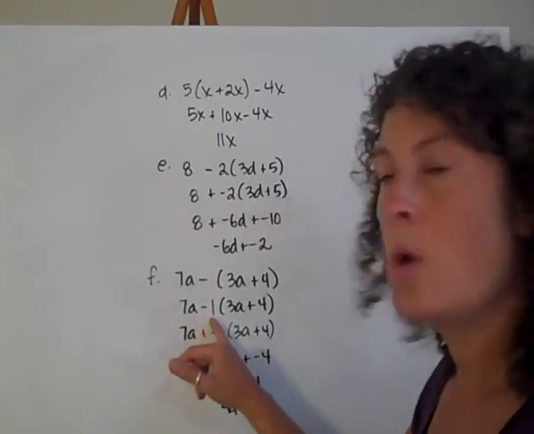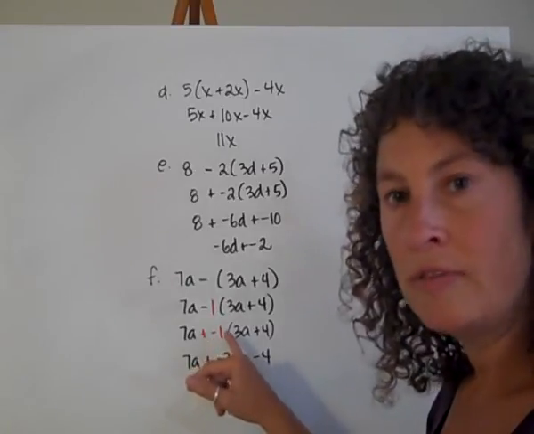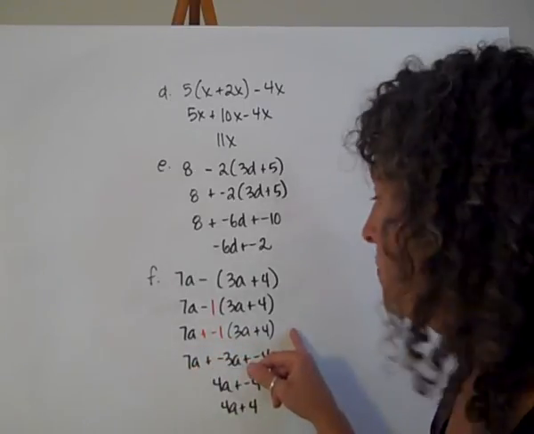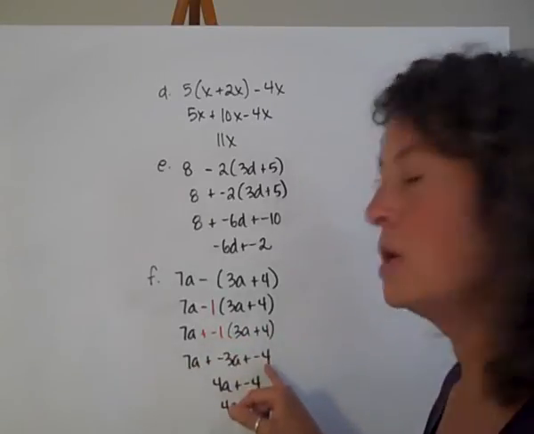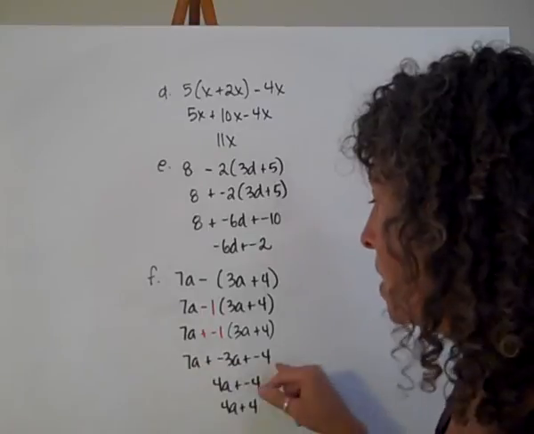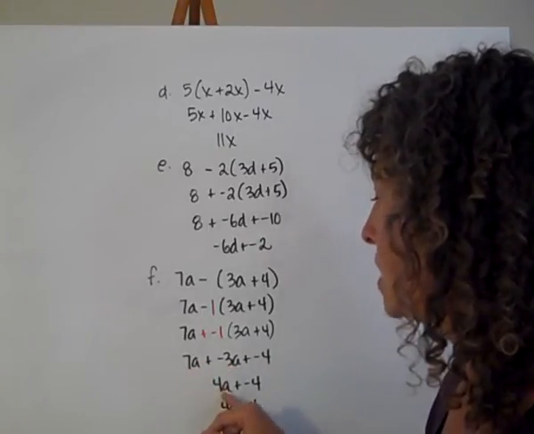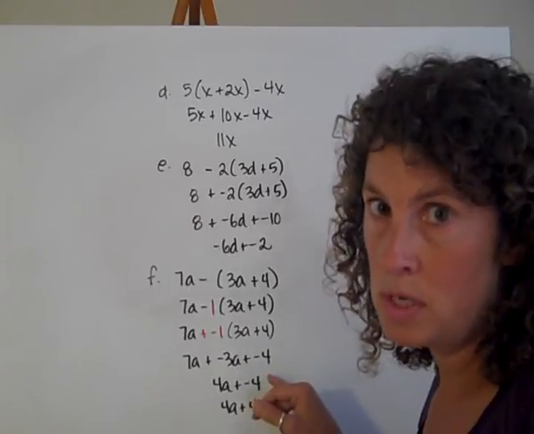So I'm really going to put that 1 there, and I'm going to change this subtracting to adding the opposite. So I really have to distribute a negative 1 over everything in my parentheses. So the negative 1 times 3a is negative 3a. The negative 1 times the 4 is the negative 4. Now I can combine these since I only have addition left. 7a plus negative 3a is 4a. This negative 4 doesn't have a like term to combine it with, so it stays on its own.